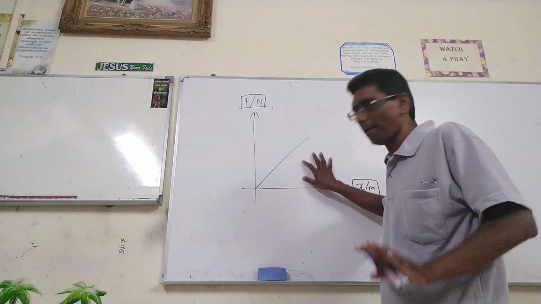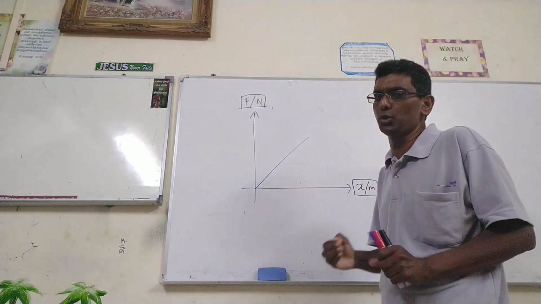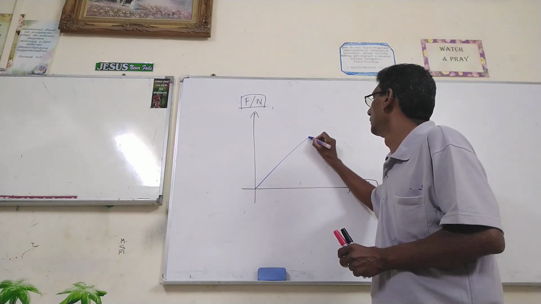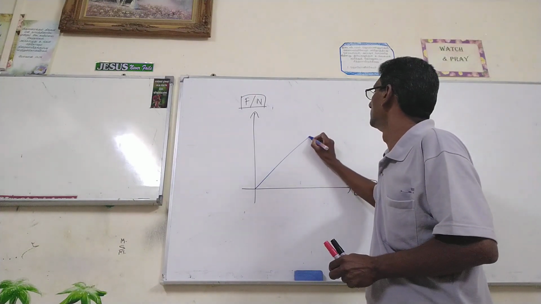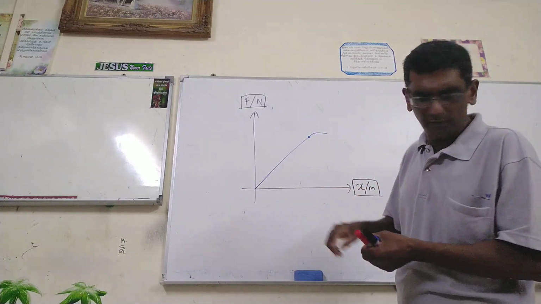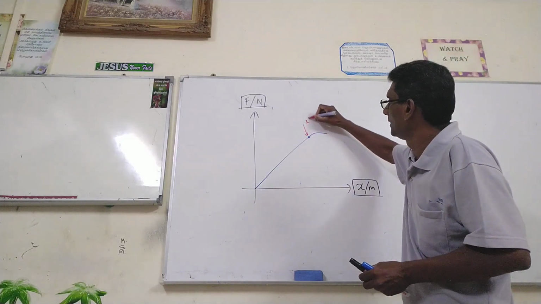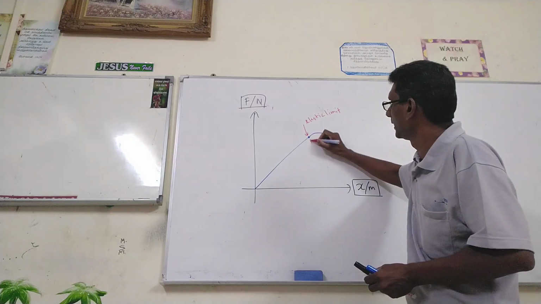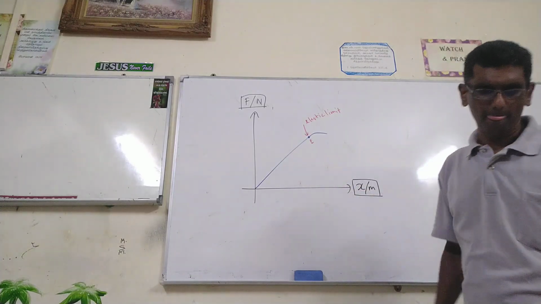Hooke's law, this is a graph. Since they are asking for the elastic limit, an extra portion, you have to draw like this. You must put a curve. And this one is the elastic limit. They put the E point, they ask you to label E. So this is the elastic limit.